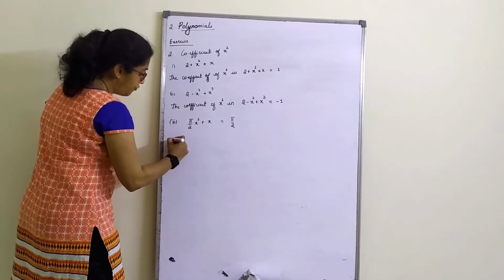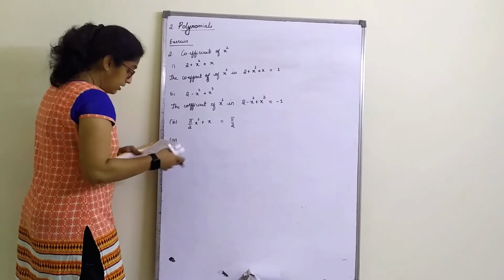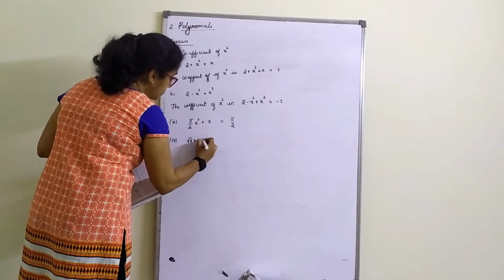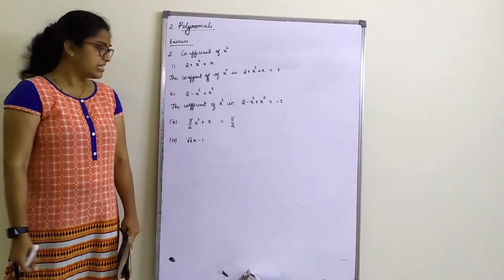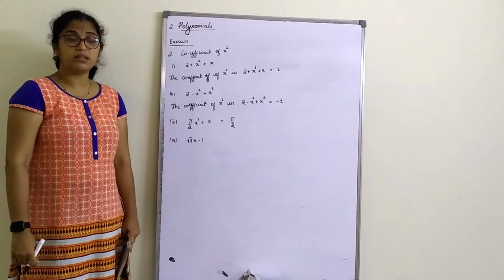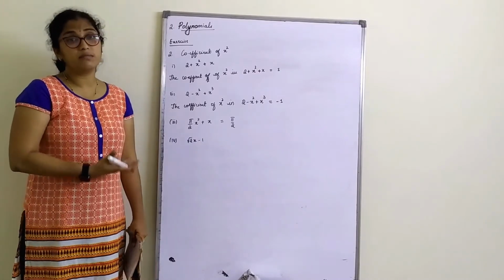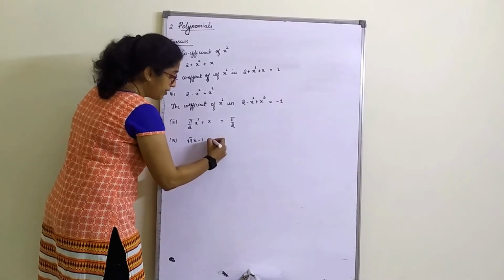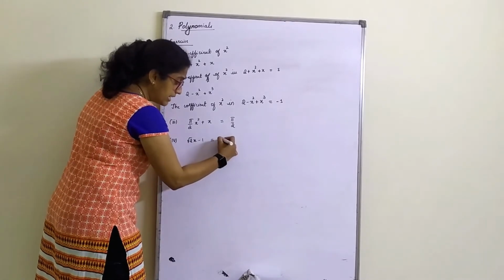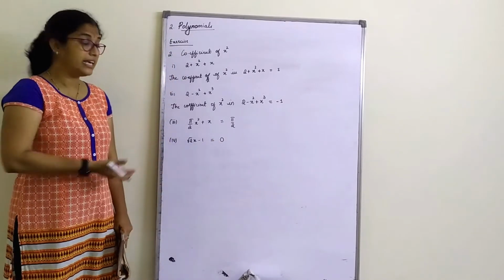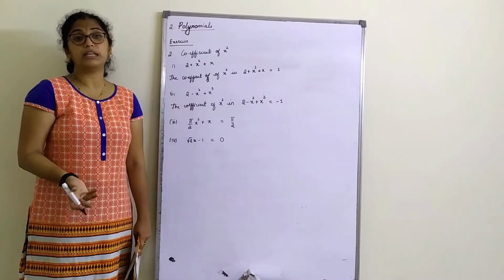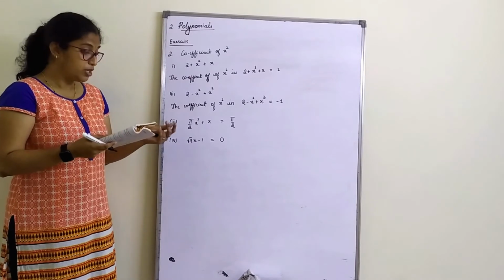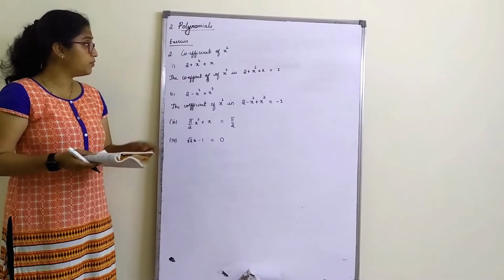Right? So, fourth one, it is given as root 2 x minus 1. Is there an x square term here? There is no x square term in this polynomial, right? So we will write the coefficient of x square is 0. Why? There is no x square term, so we cannot write anything. Therefore, it is 0.